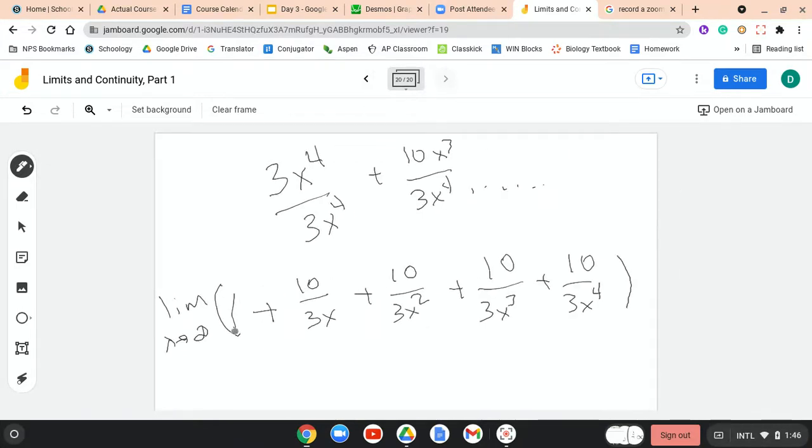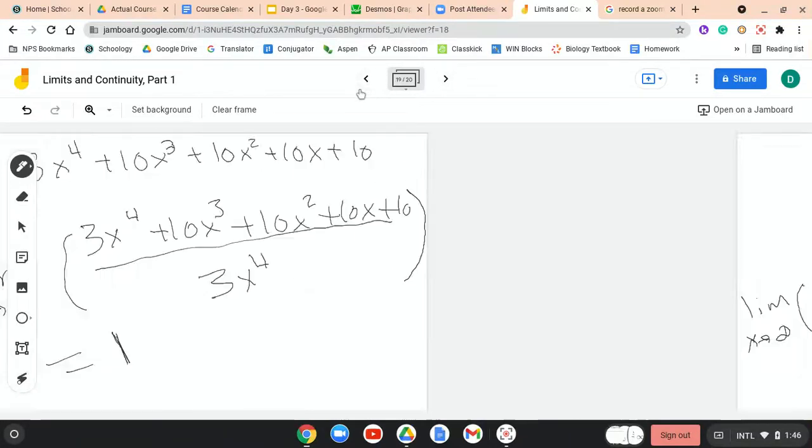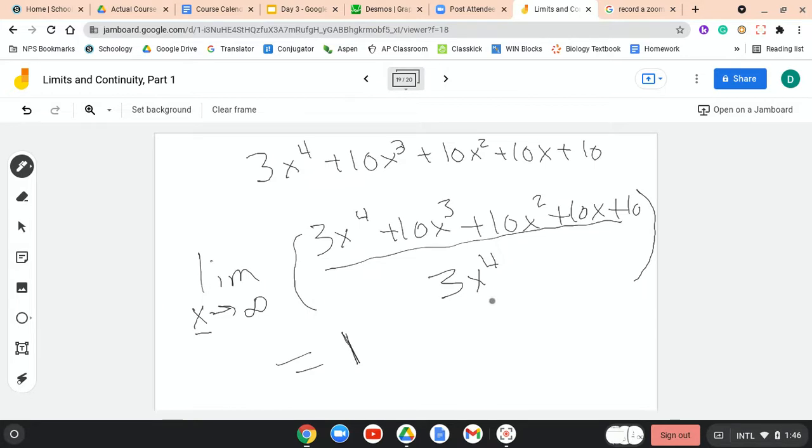All right. And to evaluate the limit, we can just ask ourselves, what happens to this as x gets very, very large? Well, each term has an x in its denominator. So as x gets very big, the fraction gets smaller and smaller because our denominator gets huge, which means that our fraction gets closer and closer to 0. So each of these terms as x goes to infinity is approaching 0. So we can say the limit is equal to 1 plus 0 plus 0 plus 0 plus 0, which equals 1.